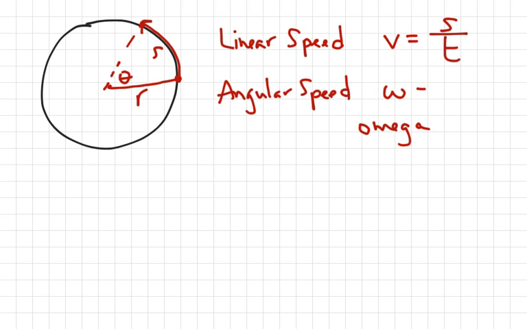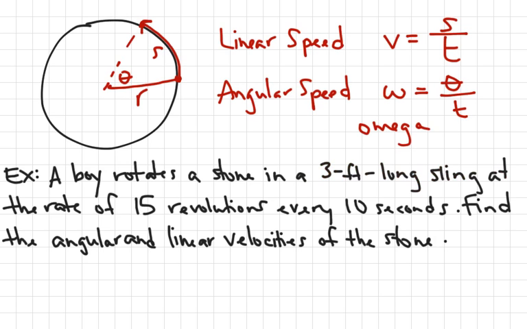Omega is going to be our angular speed, and we just said that it's equal to the radians divided by the amount of time that it takes to traverse that angle. Let's actually use these formulas now. A boy rotates a stone in a 3-foot-long sling at a rate of 15 revolutions every 10 seconds. That means he's got this stone in a sling, and it goes around in a circle 15 times every 10 seconds. Find the angular and linear velocities of the stone.